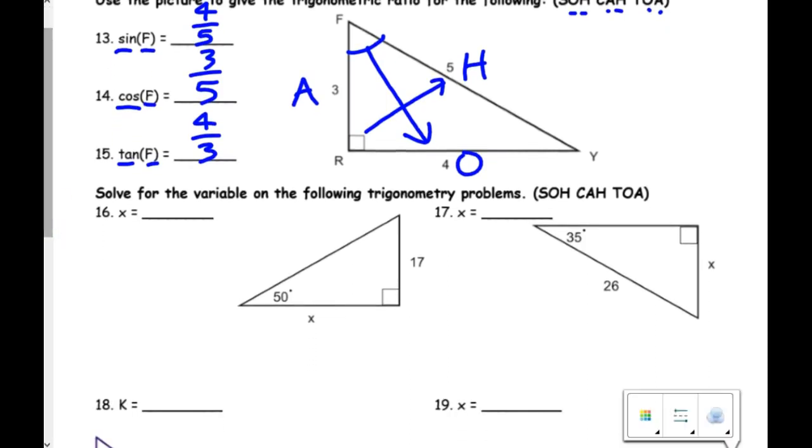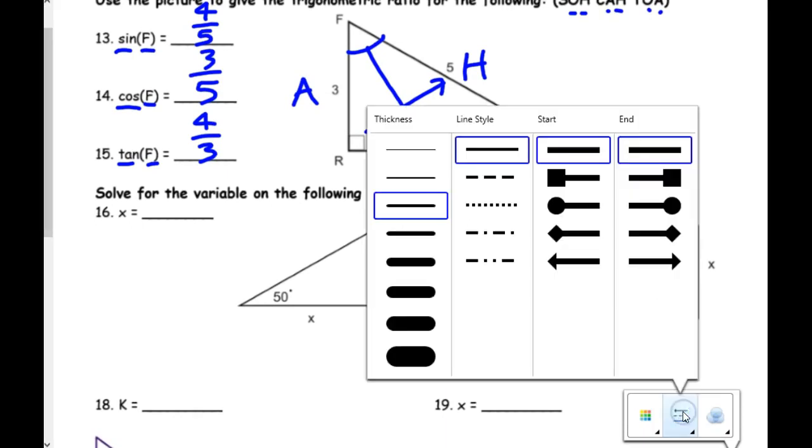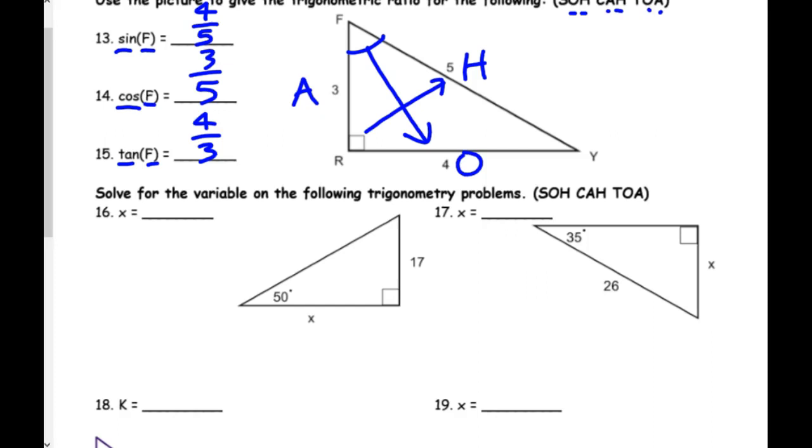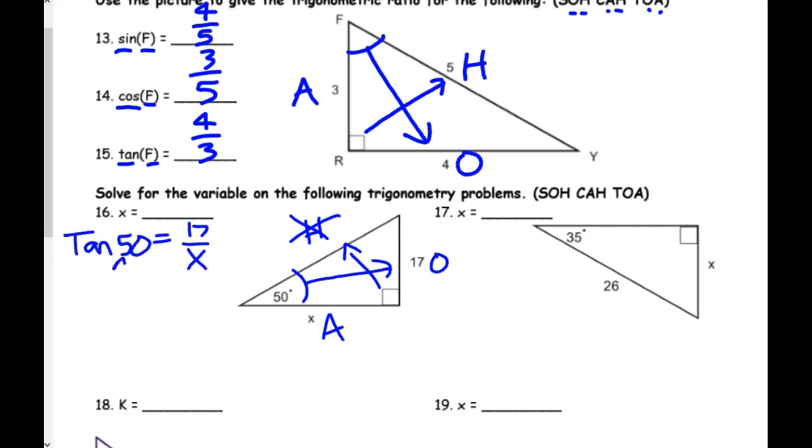On these, let's do some trig. Make sure your calculator's in degree mode when you're doing these. Okay? From here, I got O, H, and A. You don't need H because nothing's there. So OA is TOA. Tangent 50 equals O over A. When X is on the bottom, we switch the trig. So X goes to the left, 17 stays on top, tan 50 goes to the bottom.